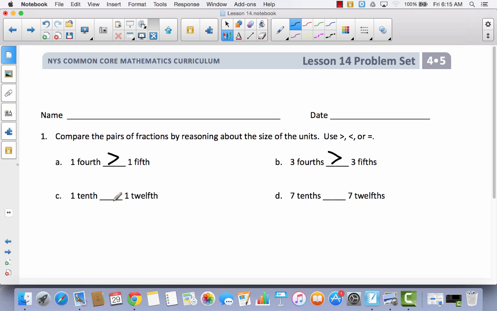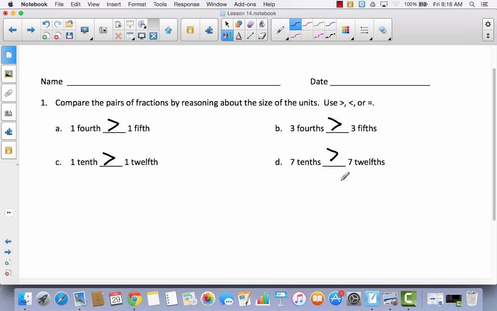All right, so let's look at this one. 1/10 compared to 1/12. Well, the more parts, the smaller the size. So a tenth is going to be greater than a 12th. So if 1/10 is greater than 1/12, then 7/10 is greater than 7/12. So if your numerator is the same, then you can easily compare, okay?